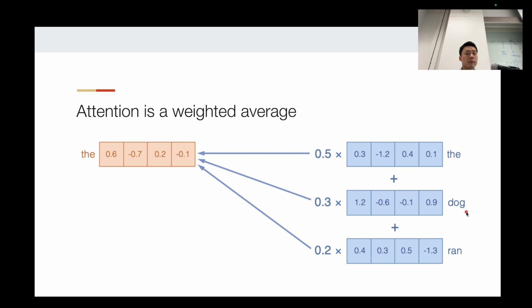Okay? So far so good? So that is the idea of attention. So you try to model dependencies between words in the sentence.